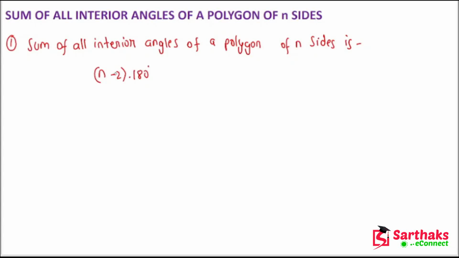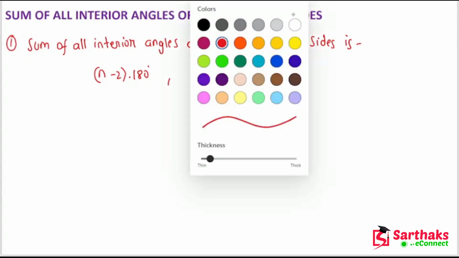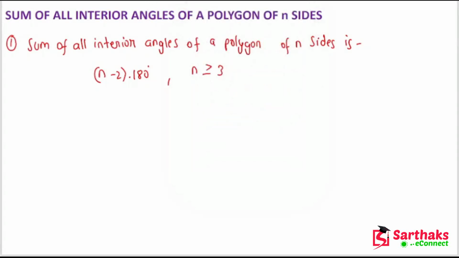So the sum is given by this formula, which is (n minus 2) into 180 degree, where n should be greater than or equal to 3. And it is an obvious condition, because you cannot form a polygon with less than 3 sides. You should have at least 3 sides. Then the polygon would be a triangle, and that would be the smallest polygon. Okay. How can we apply this formula? Let me show you some explanation.